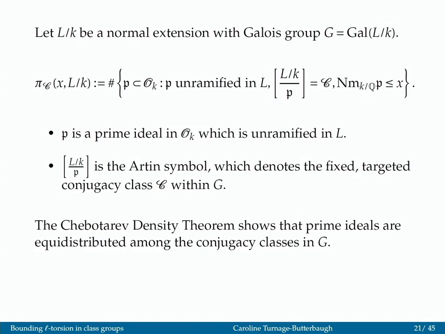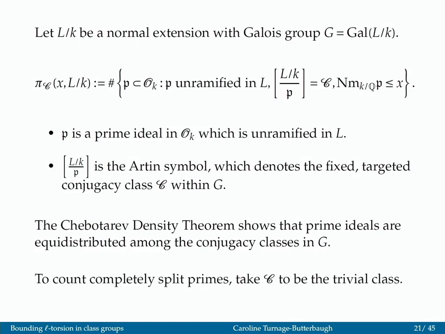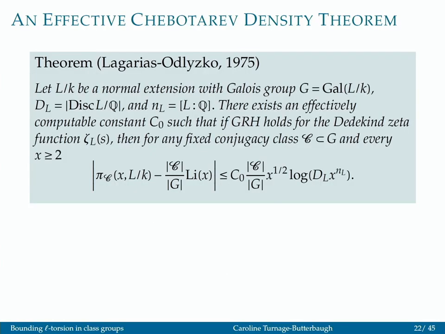In general, the Chebotarev density theorem shows that prime ideals are equidistributed amongst the conjugacy classes in G. Since we're interested in finding primes that split completely, we would like to have a Chebotarev density theorem where we can take C to be the trivial class. And this will correspond to primes that split completely.